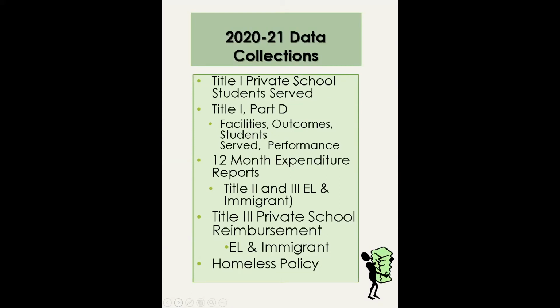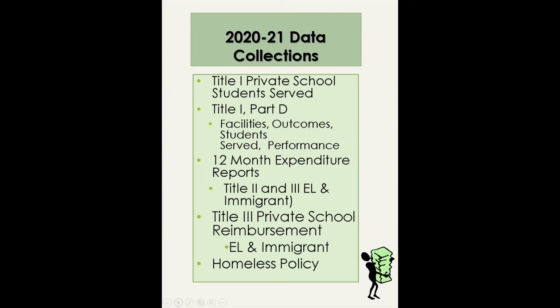All right. It includes some of your private school students served. Again, this is where Title I Part D comes in. I'm sorry about that earlier. So a lot of Part D reporting that won't apply to most of you. Title III private school, there's a reimbursement form and an expenditure report for both Title III, EL, and immigrant. And then also one page that has to do with your homeless policy and monitoring of that.